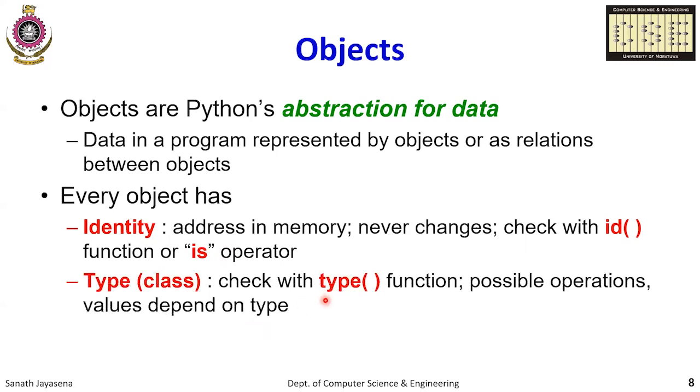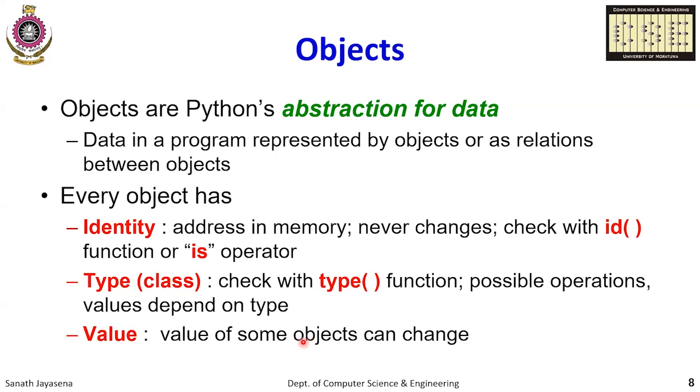Another thing every object has is a type or a class. We have already seen this. You can check the type of any object using the type function. The possible operations and what kind of values a data object can have depend on the data type. So obviously, an integer data type can have integer values. It cannot have floating point values. Things like that.